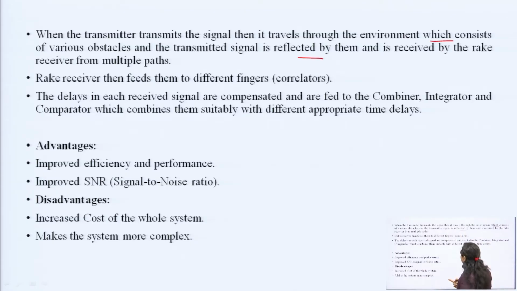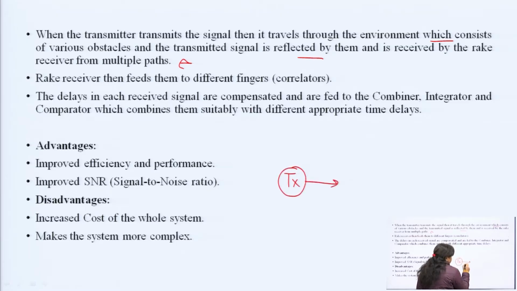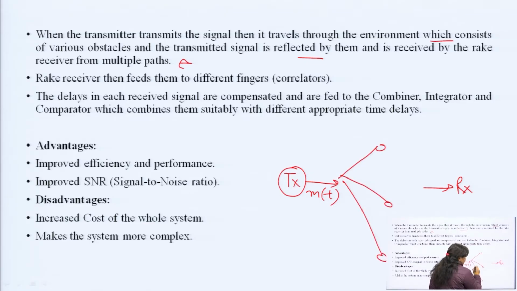Then it is received by rake receivers from multiple paths. So, let us say this is the transmitter which is going to produce a signal denoted by MT. Now, it has to travel over the channel, and let us say there are multiple hops, all having different distances.